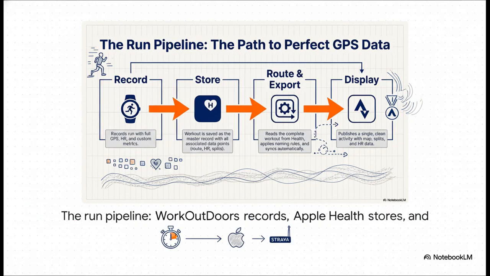Now, running is way simpler. It's a beautiful straight line. WorkOutDoors records your run with all that Garmin-like data density we love. It saves it directly to Apple Health, which is our master database. And then HealthFit, our router, just picks it up automatically and sends a single perfect entry over to Strava. It's a fully automated workflow that gives you everything you need without ever touching your phone after a run.